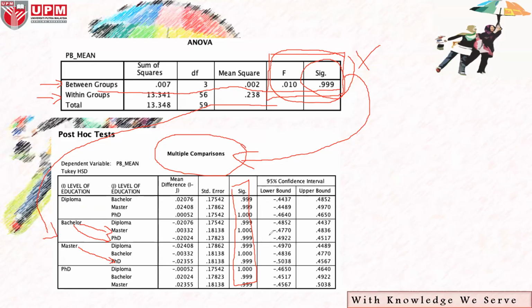Okay, again, if there is no significant difference here, there is no point to proceed further to report any findings on the multiple comparison table. But if there is a significant difference here, you need to proceed further by reporting the pair that is significantly different. So this is the purpose of post hoc comparison.